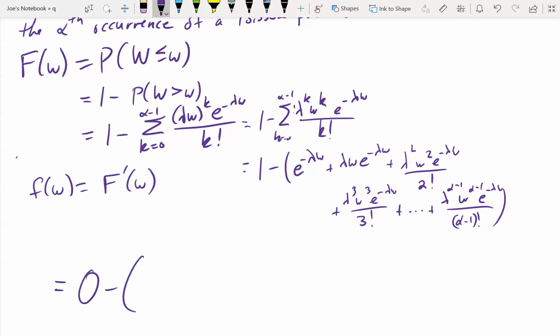Wasn't a trick question. Derivative of 1 on the outside is 0. All right. Derivative of e to the minus lambda w. What's going to happen there? E to negative lambda w times negative lambda w. Yeah, good. Negative lambda will come out in front, right? Because w is our variable, correct? We agree? Yeah. All right.